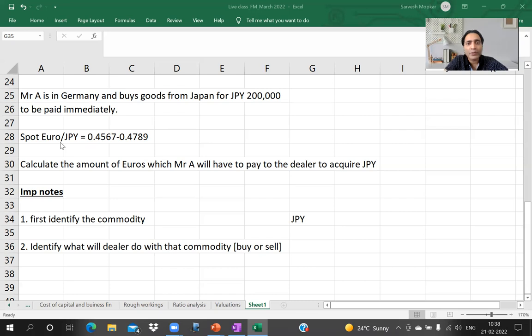Elsa? Per unit JPY. Okay. Very good, Elsa. Garima says yes.